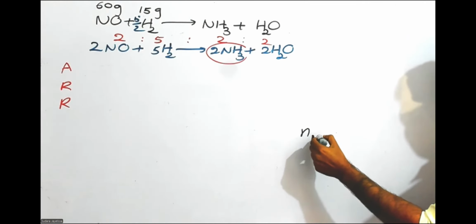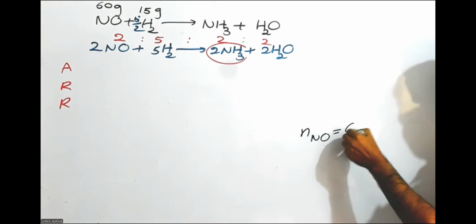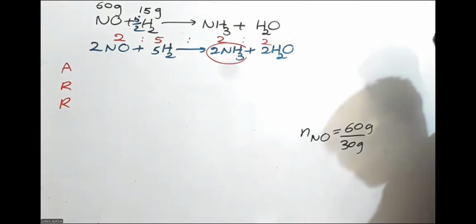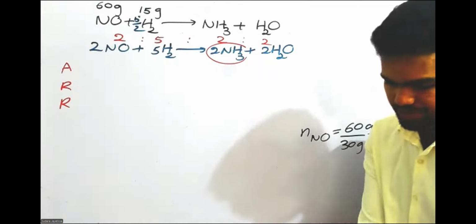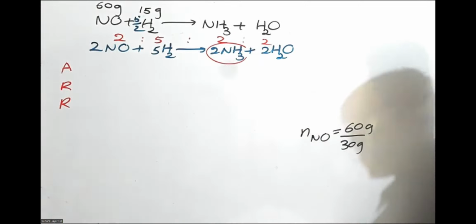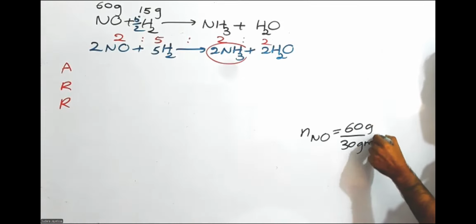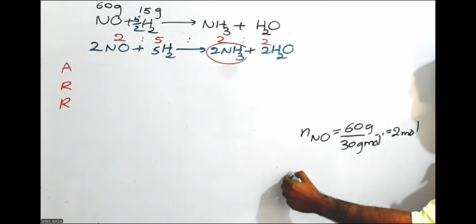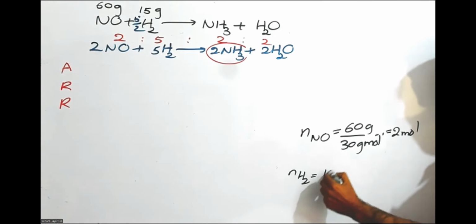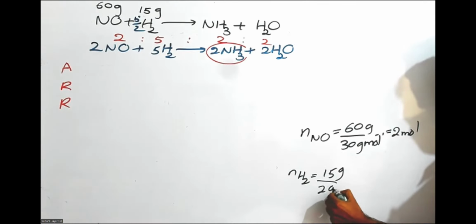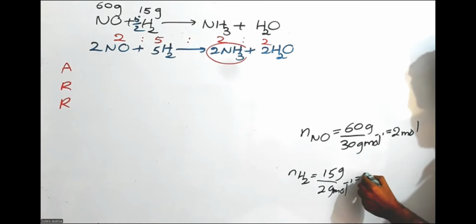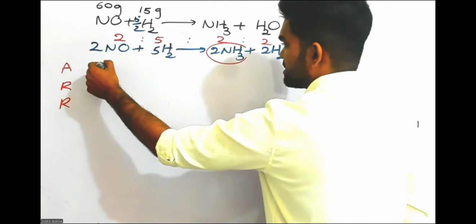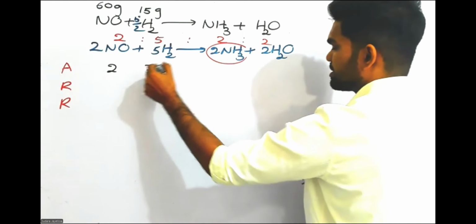So moles of NO is equal to 60 divided by 30 grams per mole. 30 is given in the paper as the molar mass, 30 gram per mole. So you have 2 moles. Then find the moles of H2: 15 grams divided by 2 grams per mole, that's the relative molecular mass of H2. So you have 7.5 moles. So we have 2 moles and 7.5 moles.